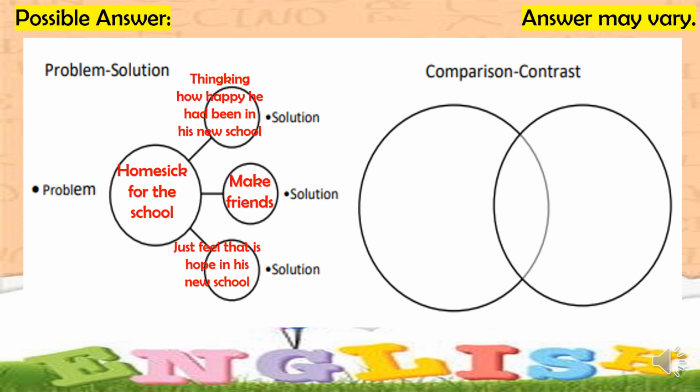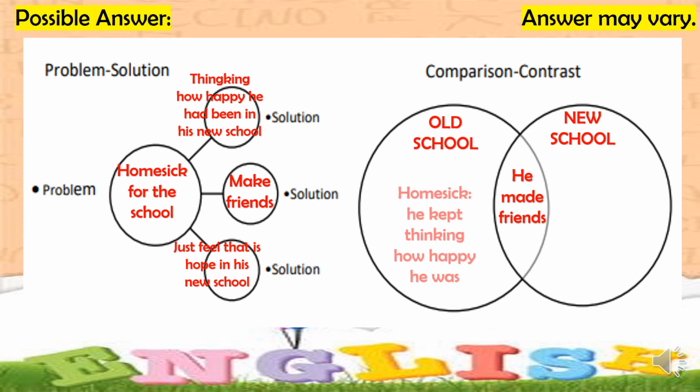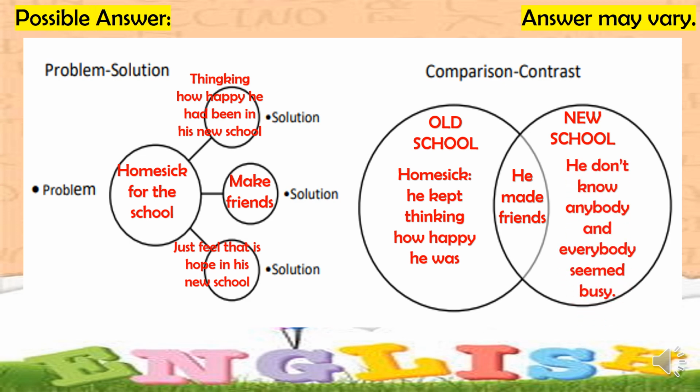While for the comparison and contrast, we have the old school and the new school. And for the similarity, we have he made friends. And we have for the old school, homesick. He kept thinking how happy he was. And for the new school, he doesn't know anybody and everybody seemed busy.